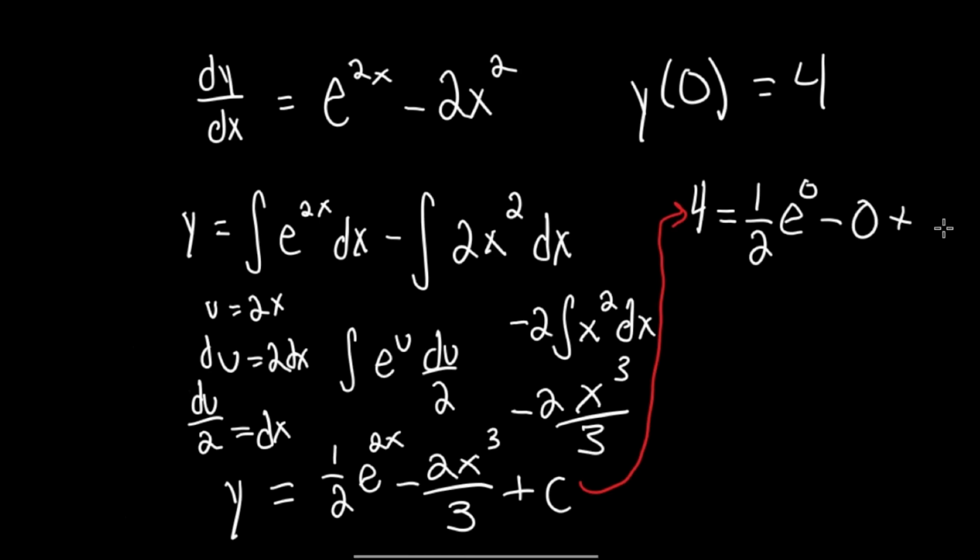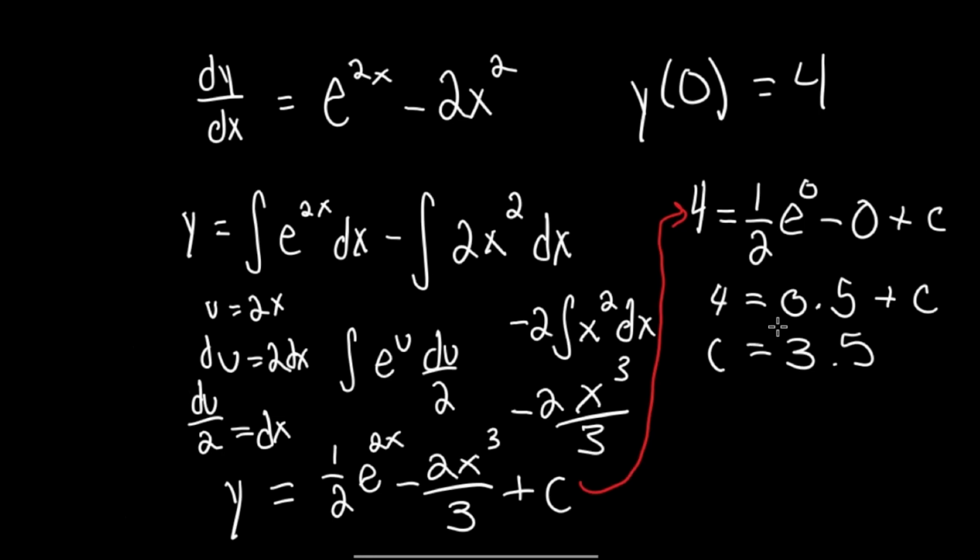plus C. And we know that anything to the power of 0 is just going to be 1, so we're left with 4 is equal to 1/2, and I'm going to write this as a decimal so it's easier to subtract. 4 is equal to 0.5 plus C. And when we isolate C, we subtract 0.5 from both sides, and C is going to be equal to 3.5.